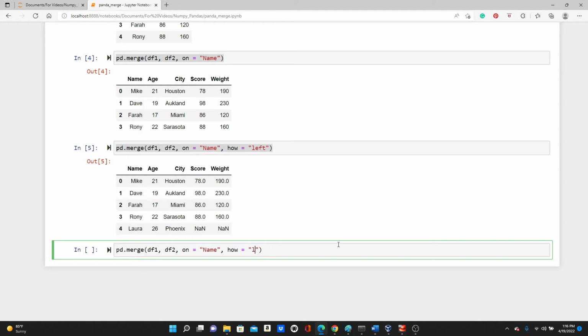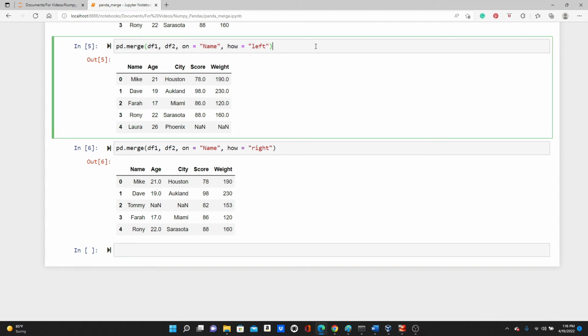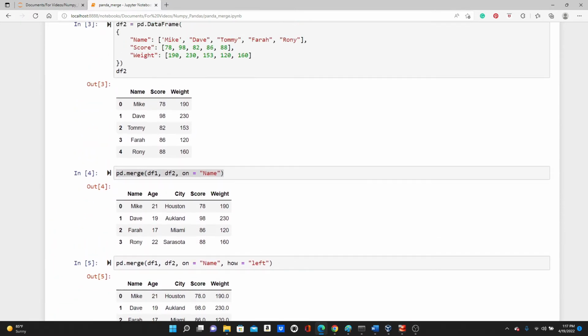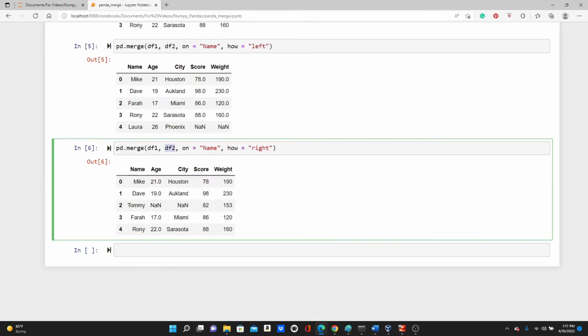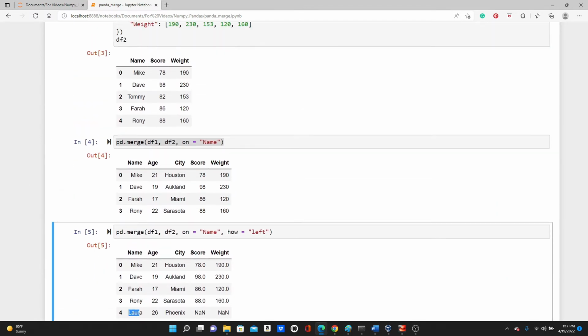Now we'll do right. So when we do right, it's going to focus on the right first. Right is df2, so we are going to get all the names from the right side: Mike, Dave, Tommy, Farah, and Rony. You can see in df2 we have Mike, Dave, Tommy, Farah, and Rony. And from df1 we are going to get the names only if the names are common with df2. Look, we didn't get Laura here. Laura is present in df1 but not in df2. So when we are doing the merge on the right, on df2, we are not going to get Laura because Laura is not present in df2. Okay.